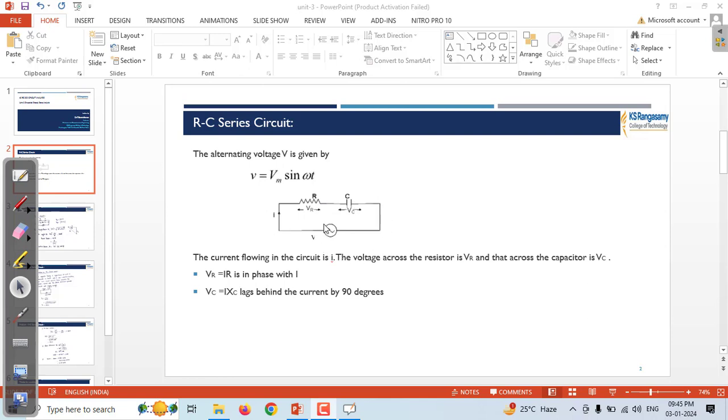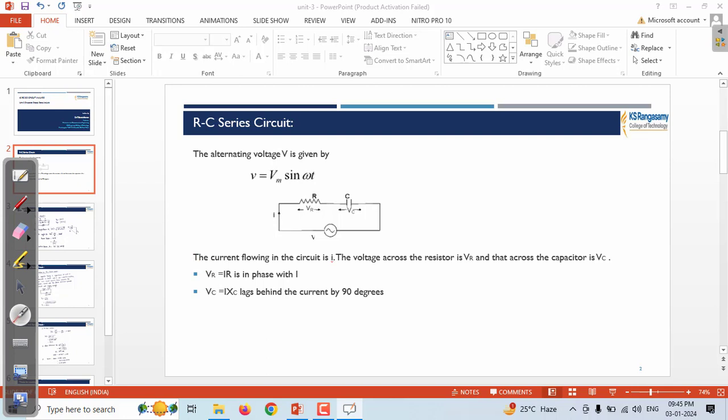that is connected with a voltage source V, and the current I is flowing through the circuit. VR is the voltage across the resistor, and VC is the voltage across the capacitor, and the voltage across the resistor is I into R.